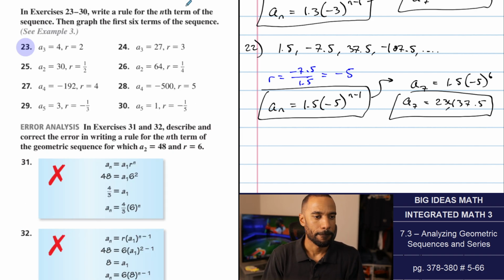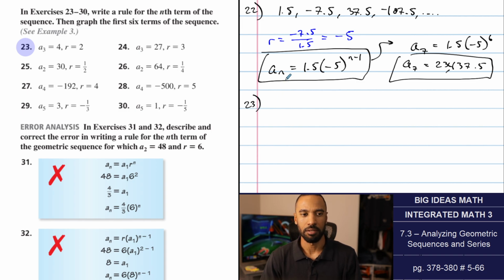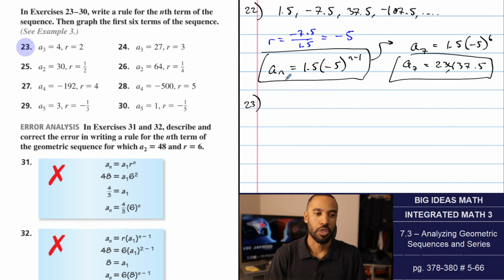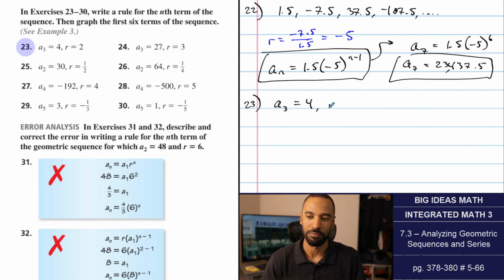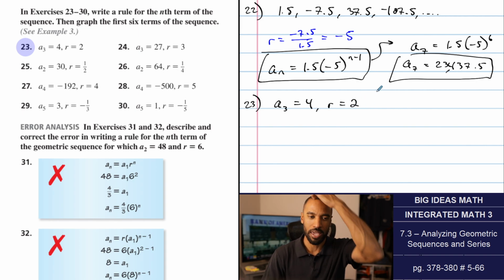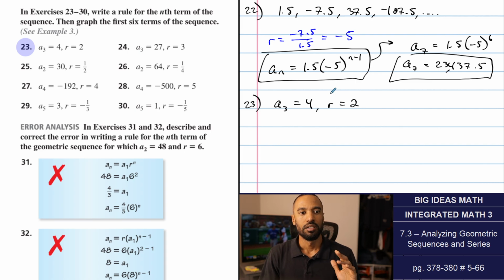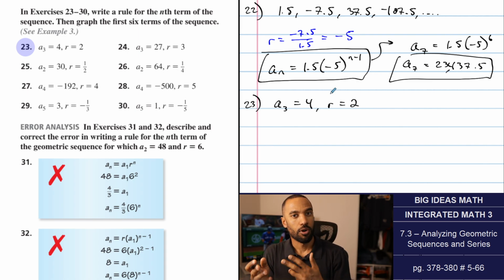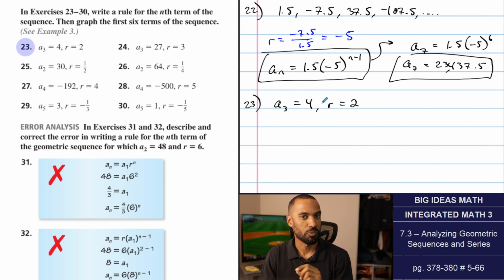All right. Let's do 23 to 30. On these ones, we're going to come up with the rule based on having a bigger term. Like the third term is 4, the common ratio is 2. This is some of those ones where, yes, I do want to give a conventional way of doing these without needing to get too deep into formulas. For your formula, you need 2 things. Common ratio, we got it, and the first term. We don't got it. But listen, we do have the third term.